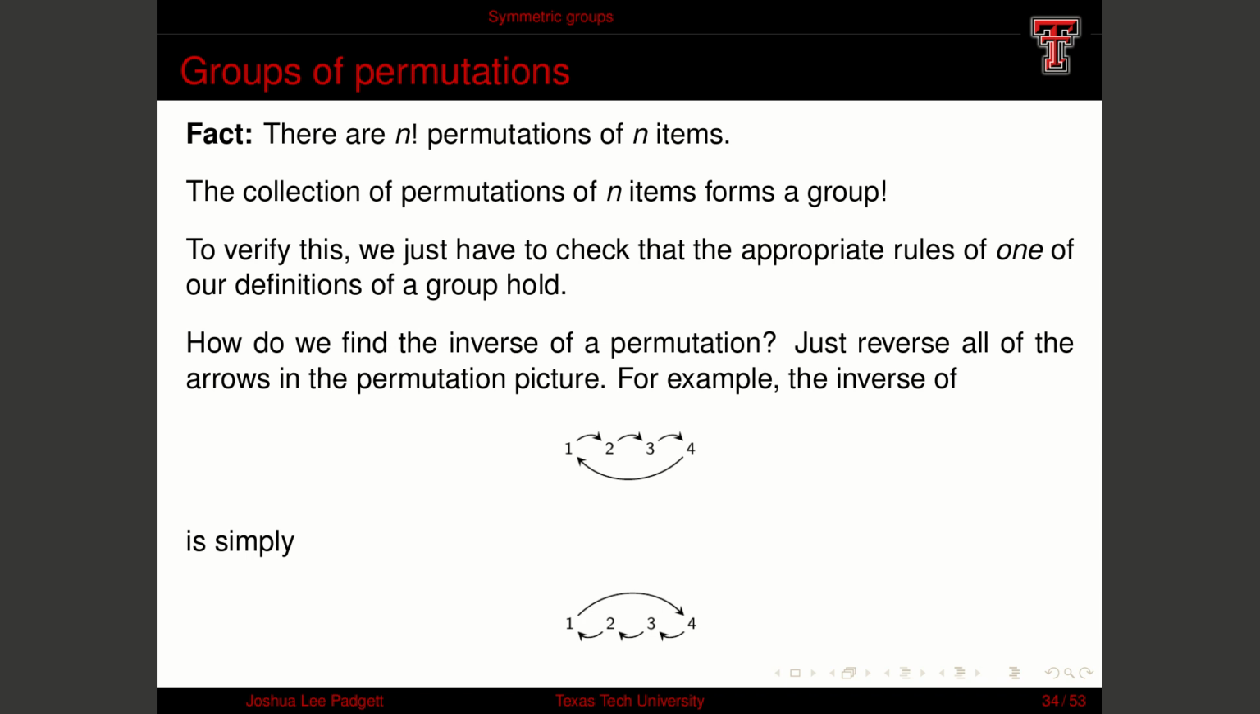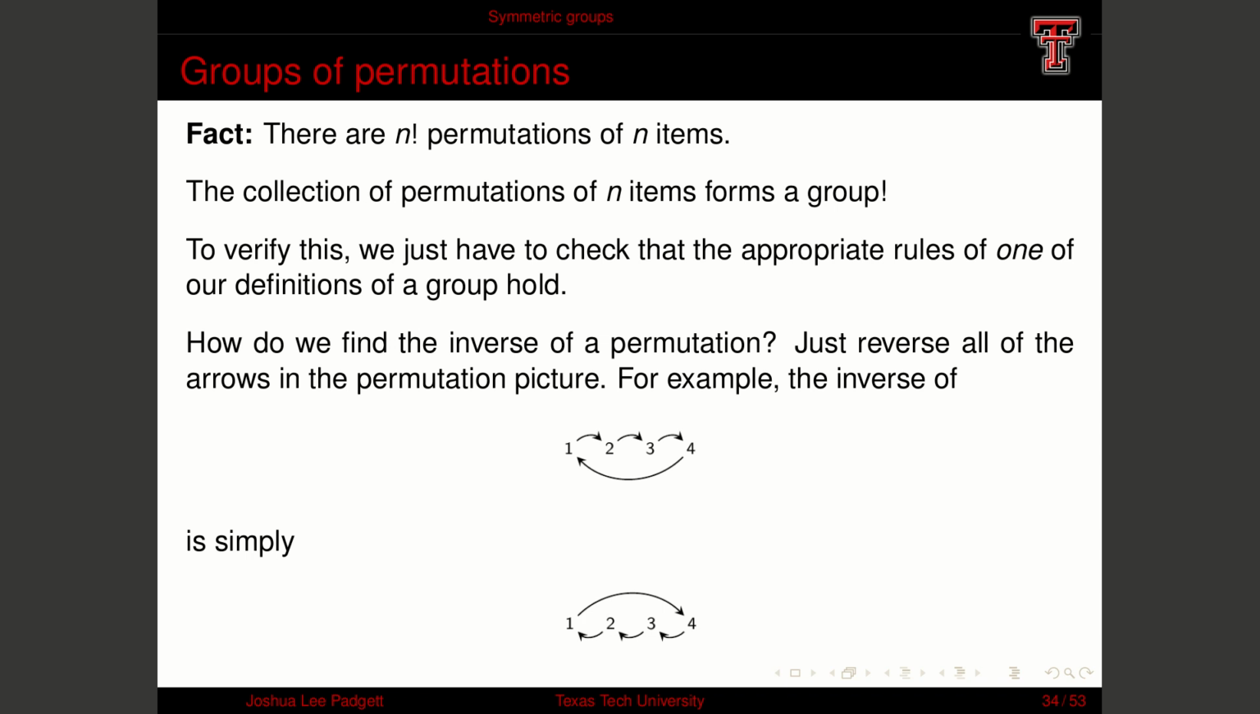So to verify this, we need to check that the appropriate rules of one of our definitions of a group holds. Okay. So which one should we probably go with? Well, it seems easier to, I mean, it doesn't really matter which one you want to go with. But basically, we need to have some notion of an inverse at the very beginning, right? We need to either reverse the action or have the inverse with respect to the binary operation.